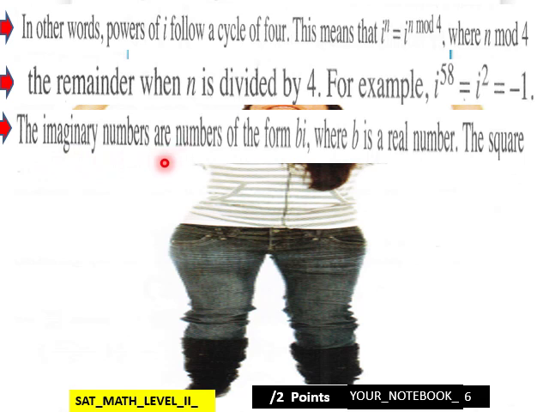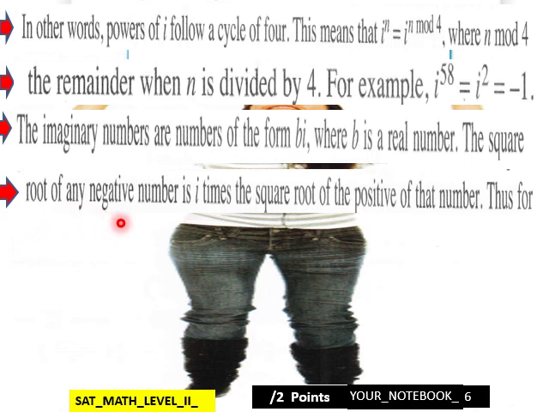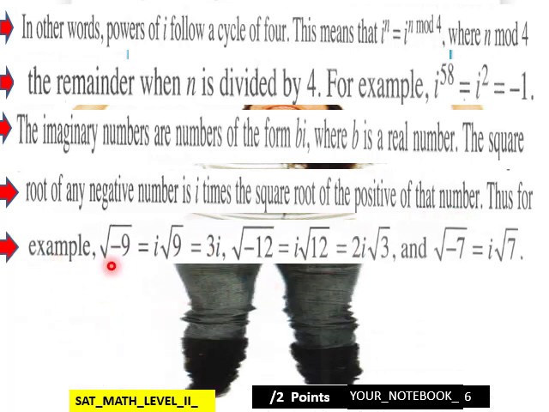The imaginary numbers are numbers of the form bi, where b is a real number. The square root of any negative number is i times the square root of the positive of that number. Thus, for example, the square root of negative 9 equals i times the square root of 9, which equals 3i. Now the square root of negative 12 will equal i times radical 12, which equals 2 times i radical 3. And the radical of negative 7 will equal i radical 7.